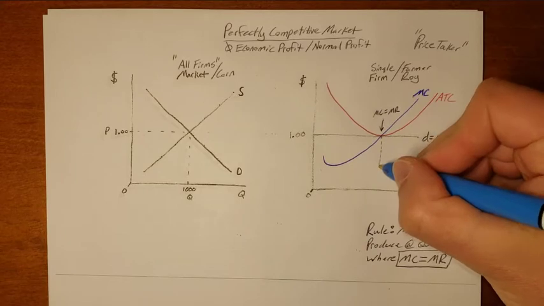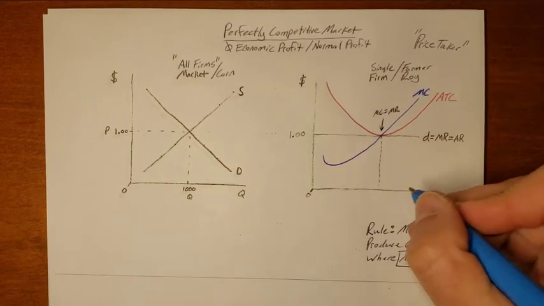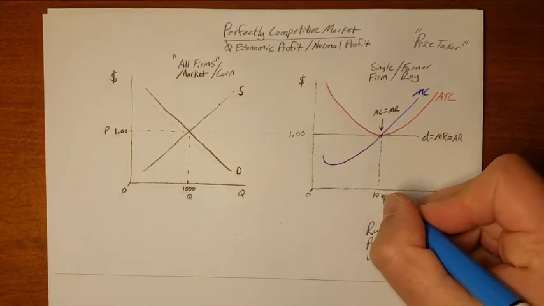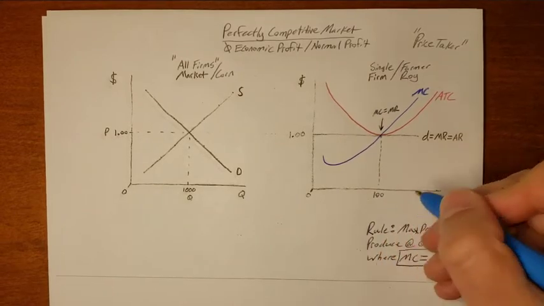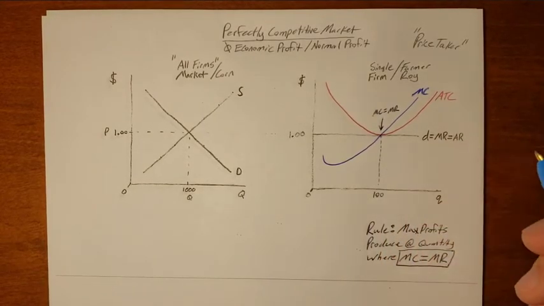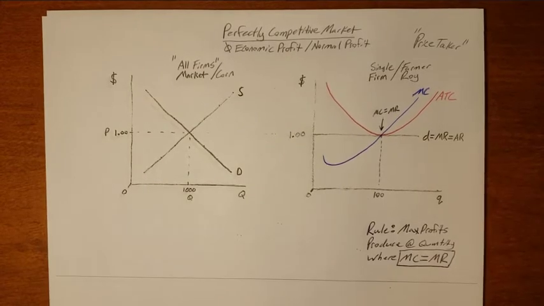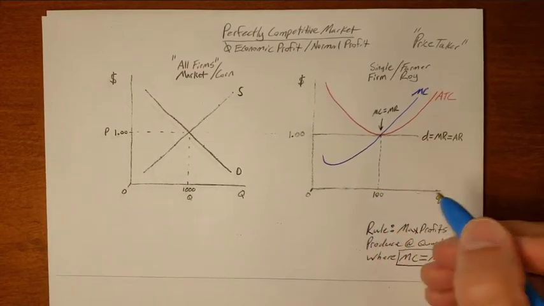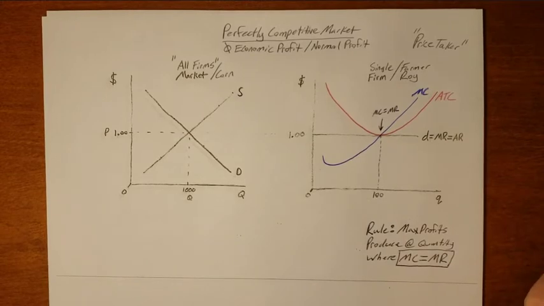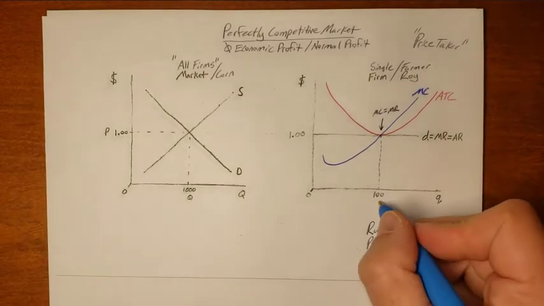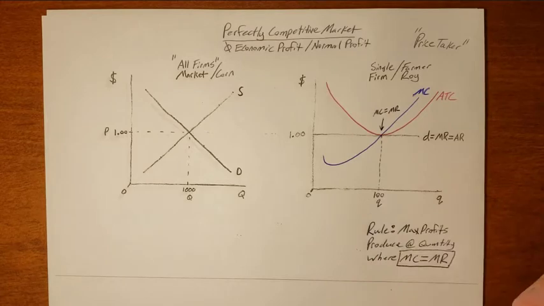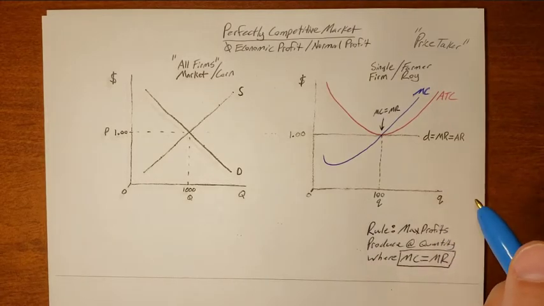And we don't know what that quantity is exactly. We could just pretend that it's 100, okay? So the quantity here is going to be 100. So Farmer Roy is producing 100 units, and that would be his profit maximizing output. Okay, so this is the quantity that he's going to want to produce to maximize profit.